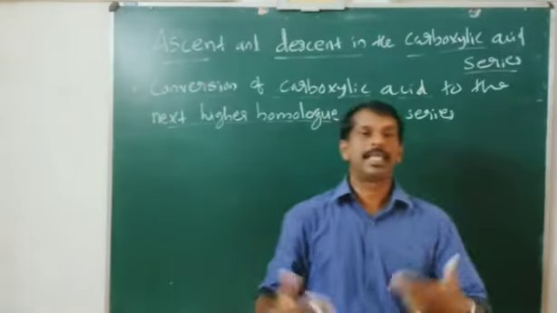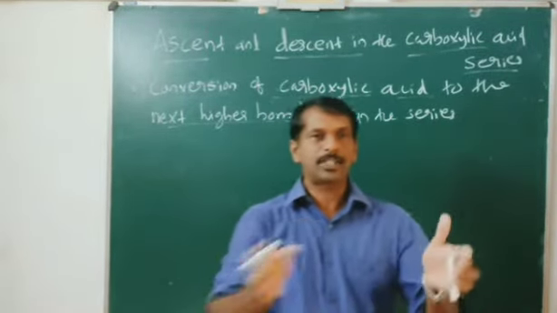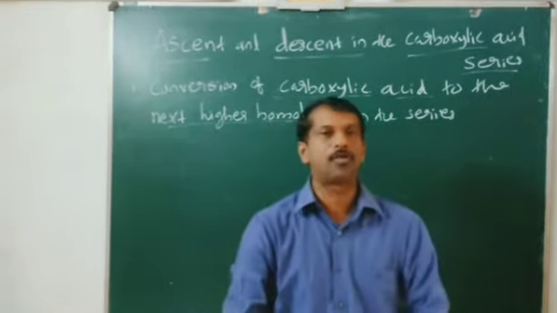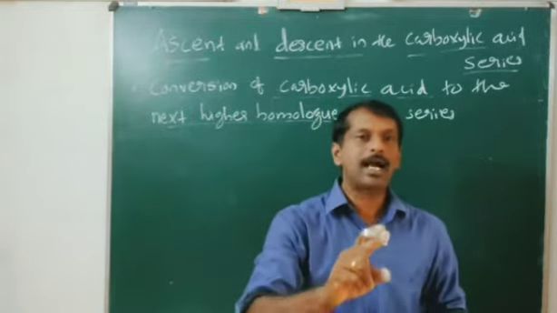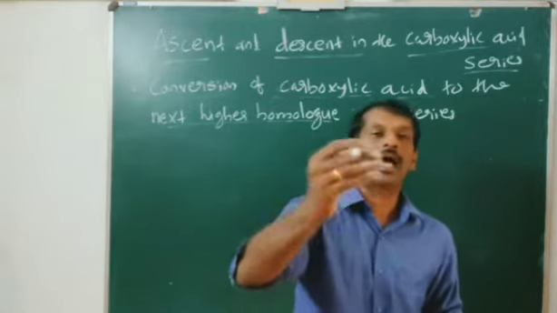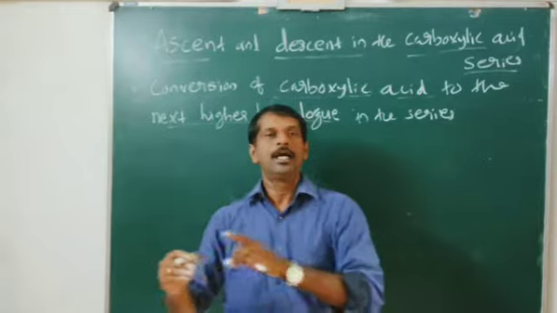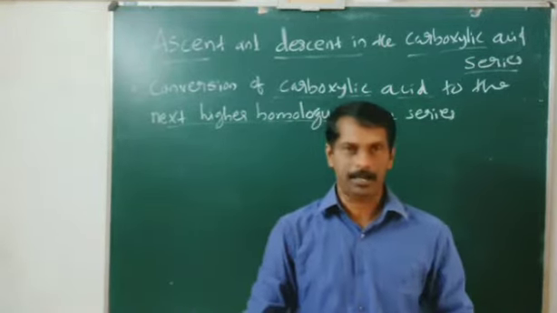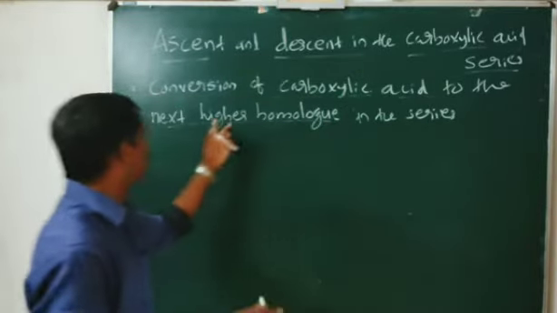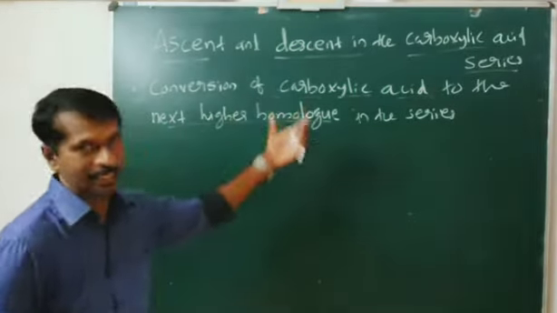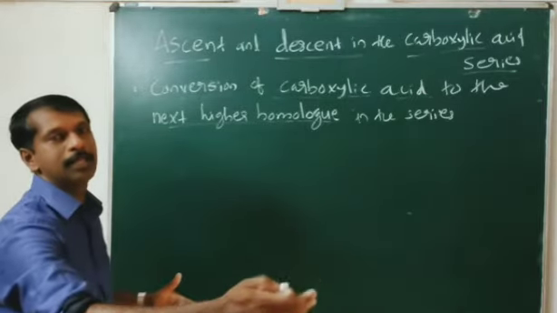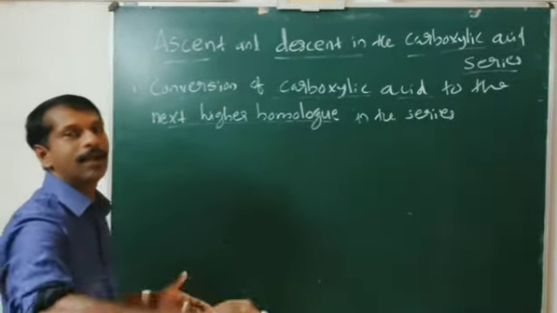What do you mean by to the next higher homologue? That means we are starting with a carboxylic acid and we are ending with another carboxylic acid containing one additional carbon than in the starting carboxylic acid. So we get a carboxylic acid with one additional carbon than that in the starting carboxylic acid. This is what is called conversion of carboxylic acid to the next higher homologue. That is what is called ascent. Okay. So look at here, how do you convert a carboxylic acid to the next carboxylic acid? That means the next carboxylic acid containing one additional carbon atom.